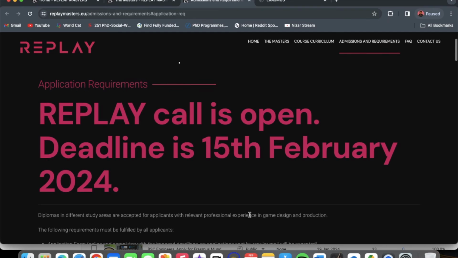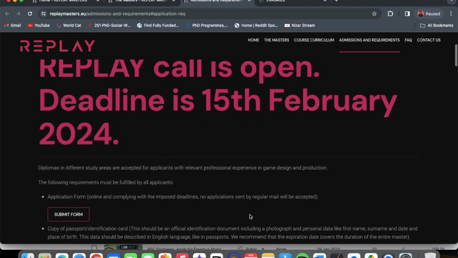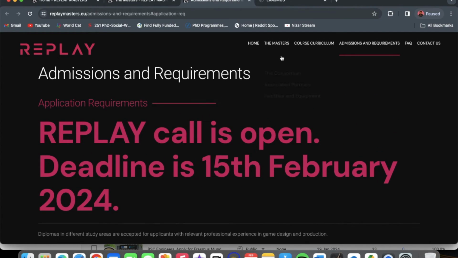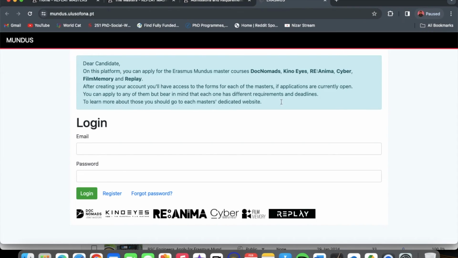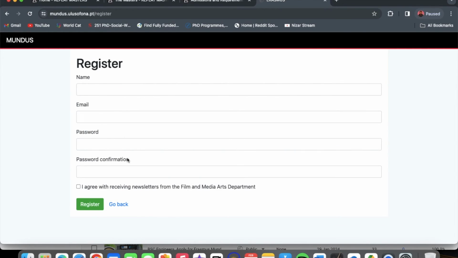We have explored the application requirements for REPLAY. Now let's go straight to the application portal. Okay, so this is the application portal. The link is going to be in the description. Once you are here, you just click on register and then you input your name, your email, your password, you confirm it, and then you register, and then you start the application process.